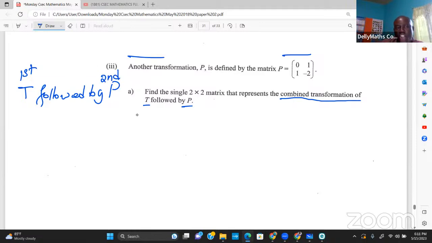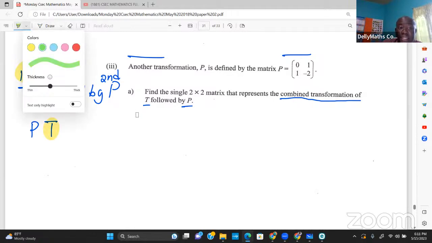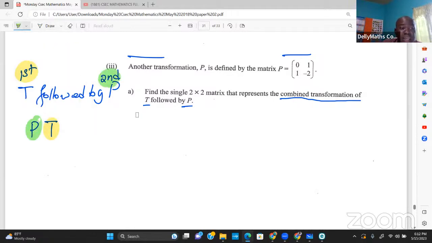Remember, you're gonna have to put the first one more to the right. So what we really will be doing is PT. So remember, guys, your first will come to the right, and the second one will come there. So it kind of looks contrary to what you would have done. But remember, the matrix that's going to work first must go to the right. We have to remember that.